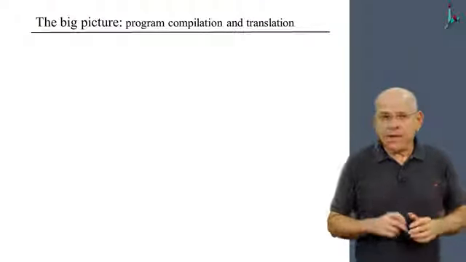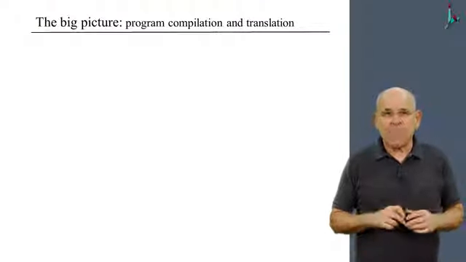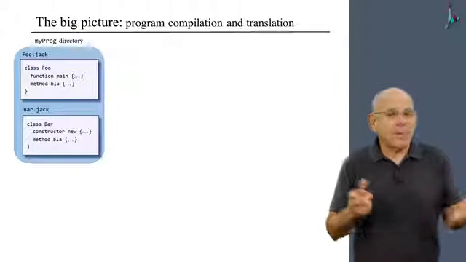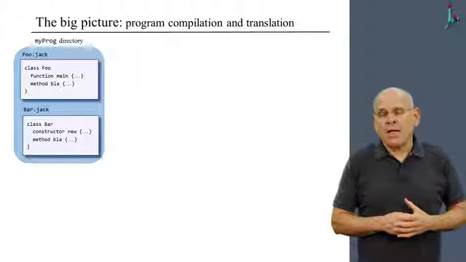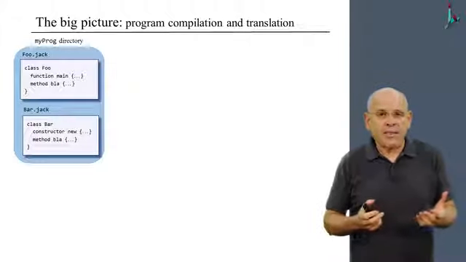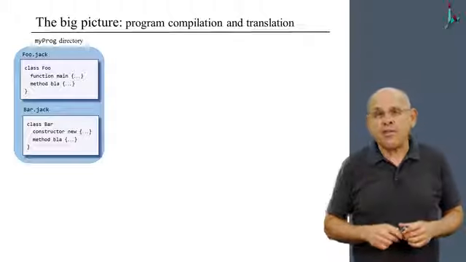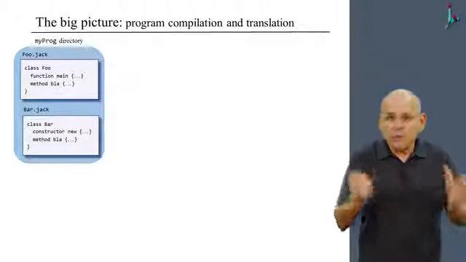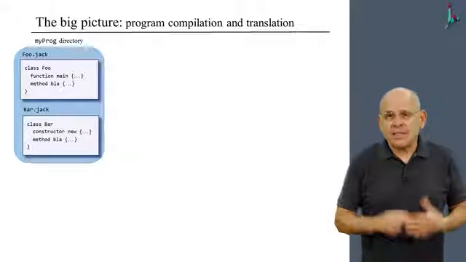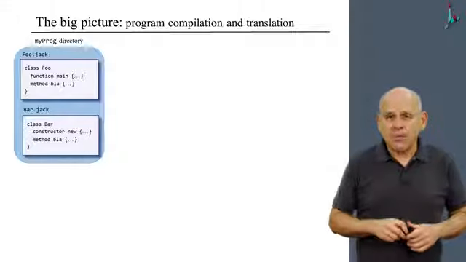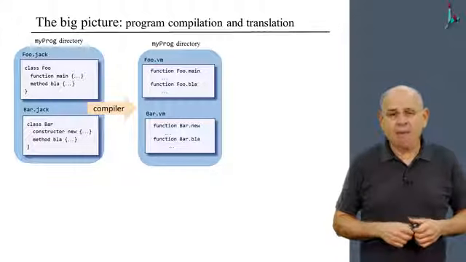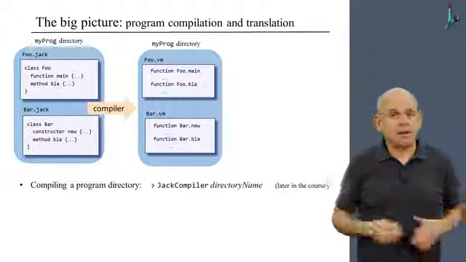So let us begin with the big picture, which is extremely important. The picture is that we begin with some Jack program, presumably. And the Jack program is stored as one or more Jack files, which are put in a certain directory, or you may call it folder. And this directory has a name. I call it myprog. And then I'm going to apply the Jack compiler to this entire directory.